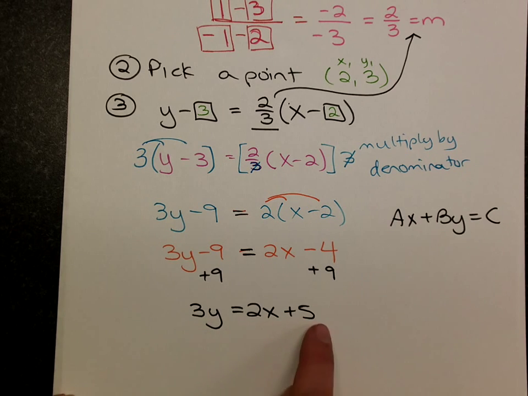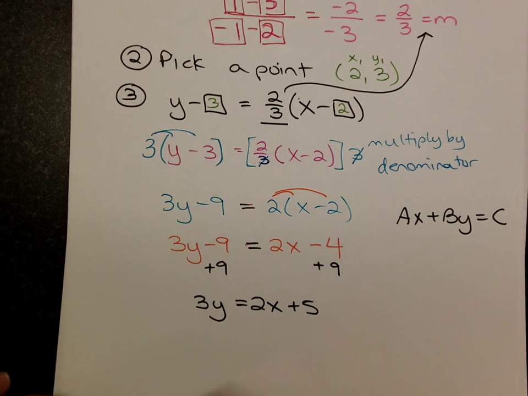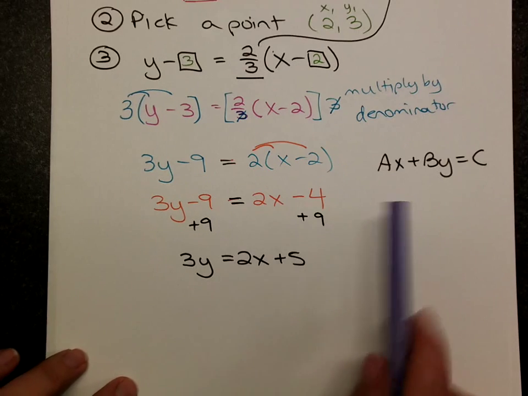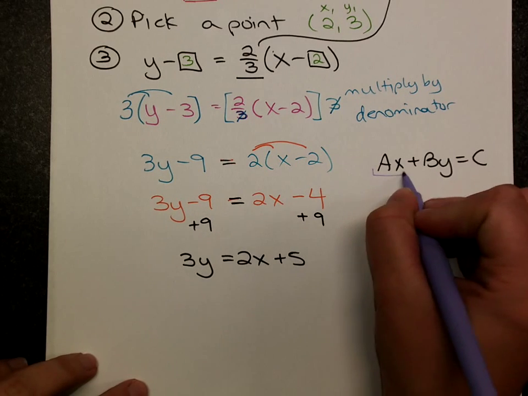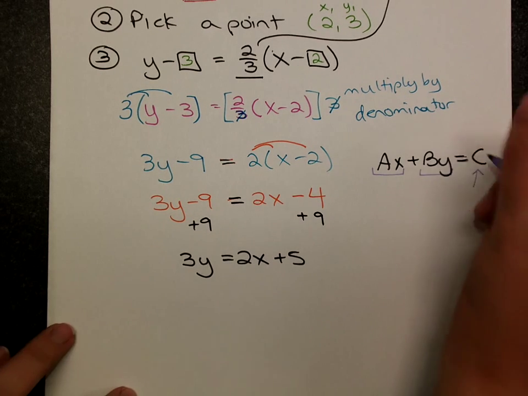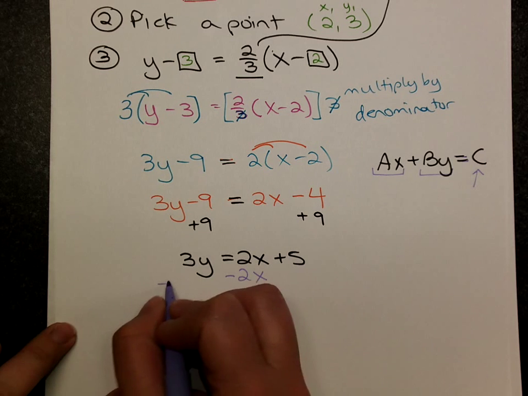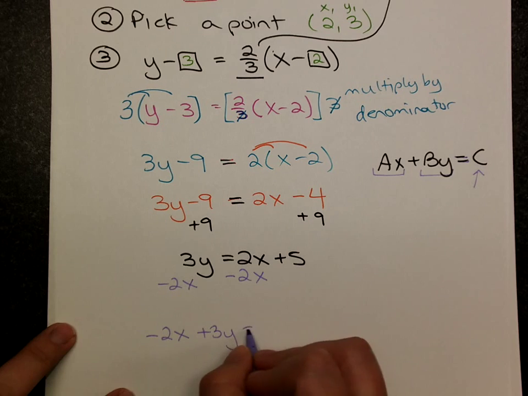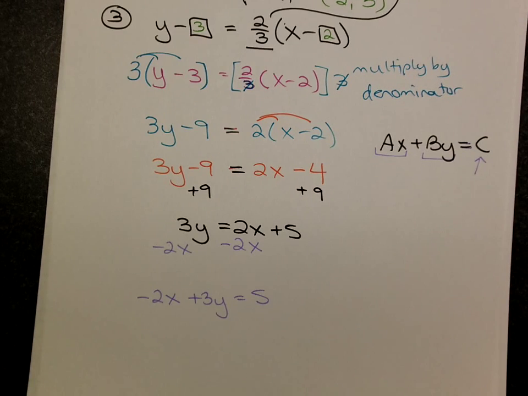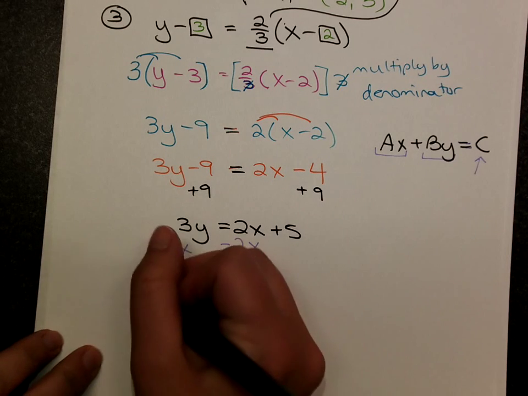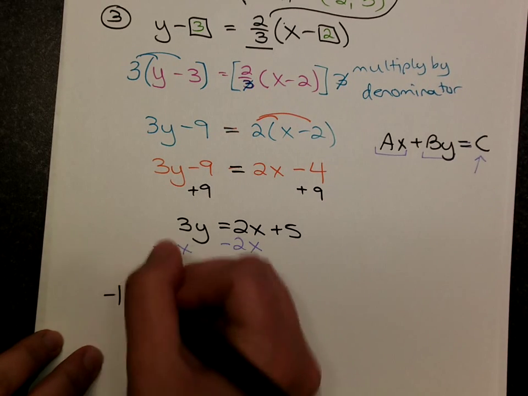Instead of dividing everybody by 3, if I divided everybody by 3, that would be slope-intercept form. The directions say standard form. I know it needs to look like this. I know my x and my y need to be together, and my constant needs to be by itself. So I'm going to move the 2x over here instead. Negative 2x plus 3y equals 5. Just about there. Very last step. Remember that leading coefficient cannot be negative in standard form. So multiply everybody by negative 1.